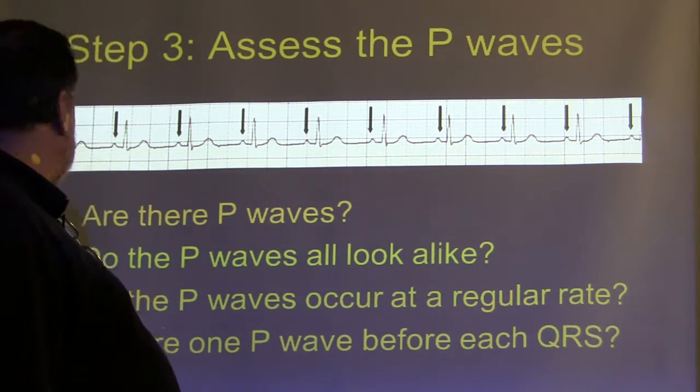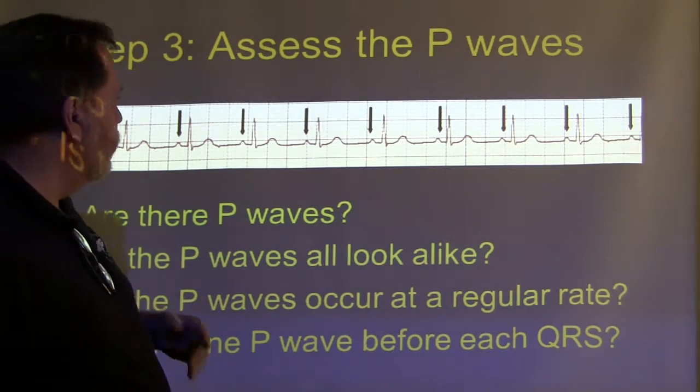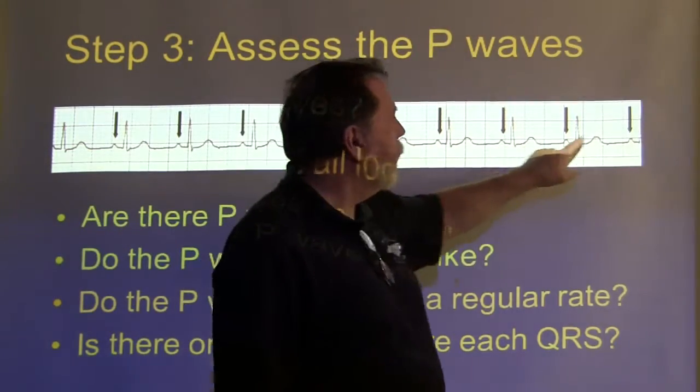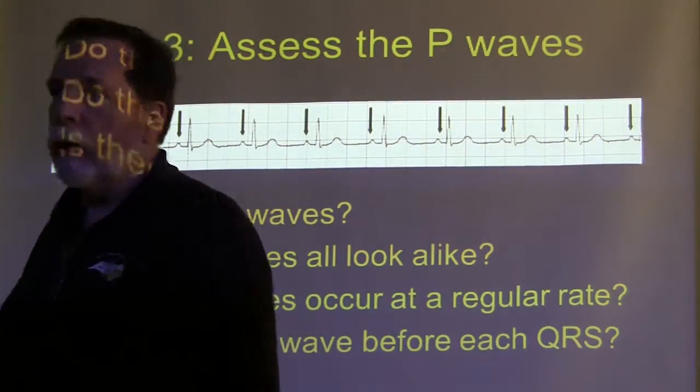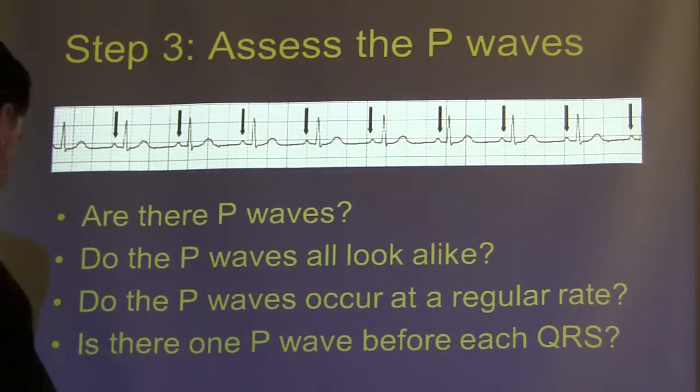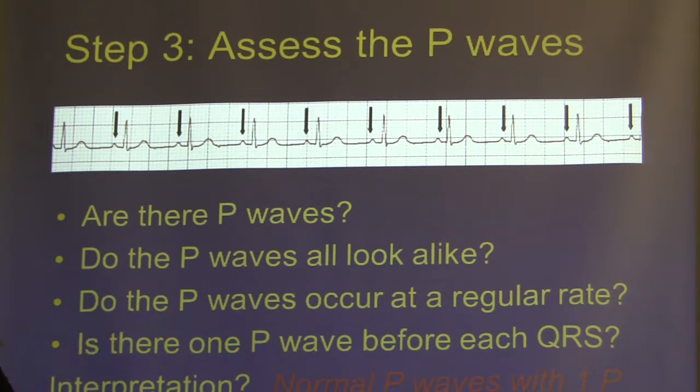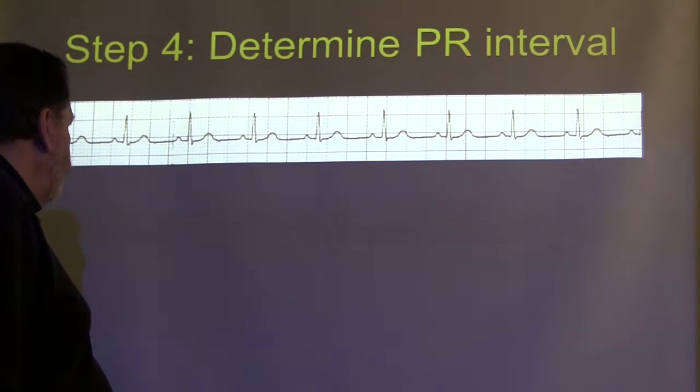But the question is, is there one P wave for each QRS? At this point, we're just going to make sure. Yeah, that satisfies that. So that all is normal. So that's how we assess P waves. Interpretation: normal P waves with one P wave for every QRS.